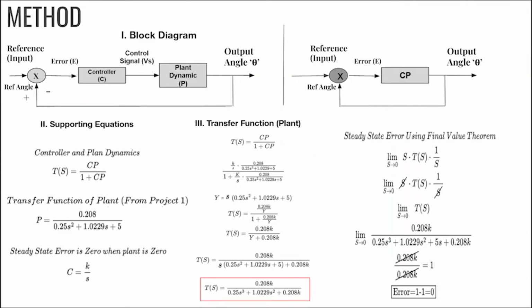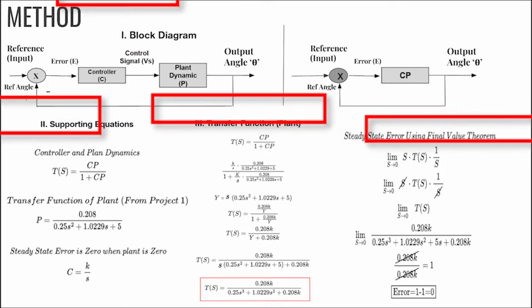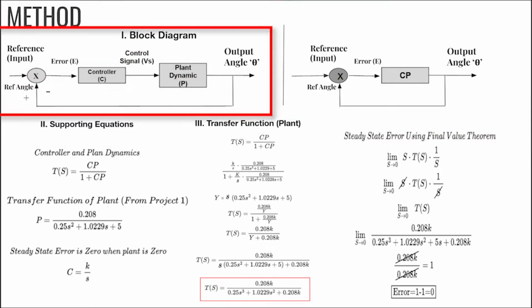Our method begins by creating a block diagram, then finding the supporting equations, then solving for the transfer function, and then confirming that our steady-state error is 0. Our block diagram begins with our reference angle as our input, which is then sent to the controller where some error is introduced, where a control signal is sent to the plant, where there is finally an output angle of theta. The output angle then returns to the reference angle input to complete the closed loop system.